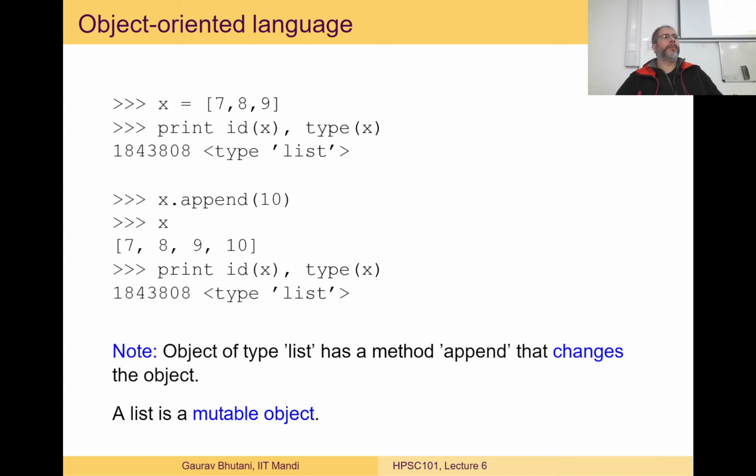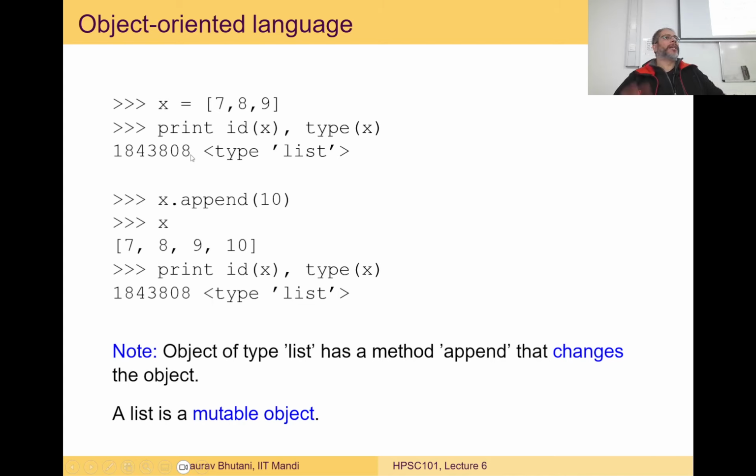So objects are of two types in Python. One is called mutable and the other is called immutable. Mutable means that you can mutate, you can change it, and immutable means you cannot change it. So here list is an object of type called mutable object. You can change it, you can modify it, and that is the reason the memory location did not change.